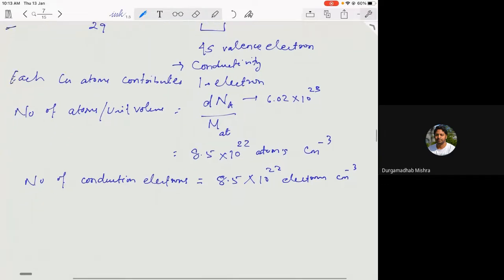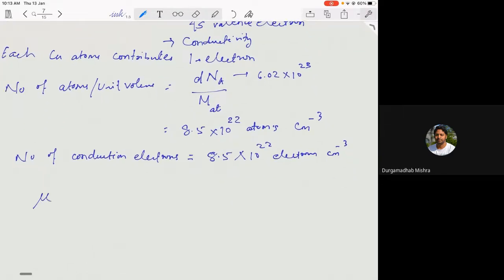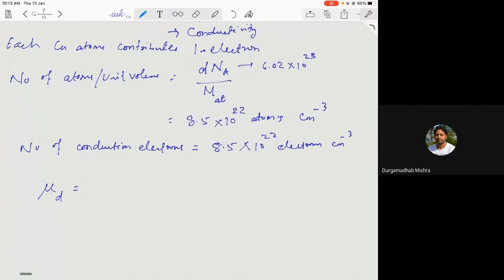So now we can calculate mu_D, the drift mobility. You substitute all the parameters. So sigma is 5.9 into 10 to the power 5 ohm inverse centimeter inverse. So always be careful about the units. Sometimes sigma can be given in ohm inverse meter inverse, so you have to be careful when you solve these equations.